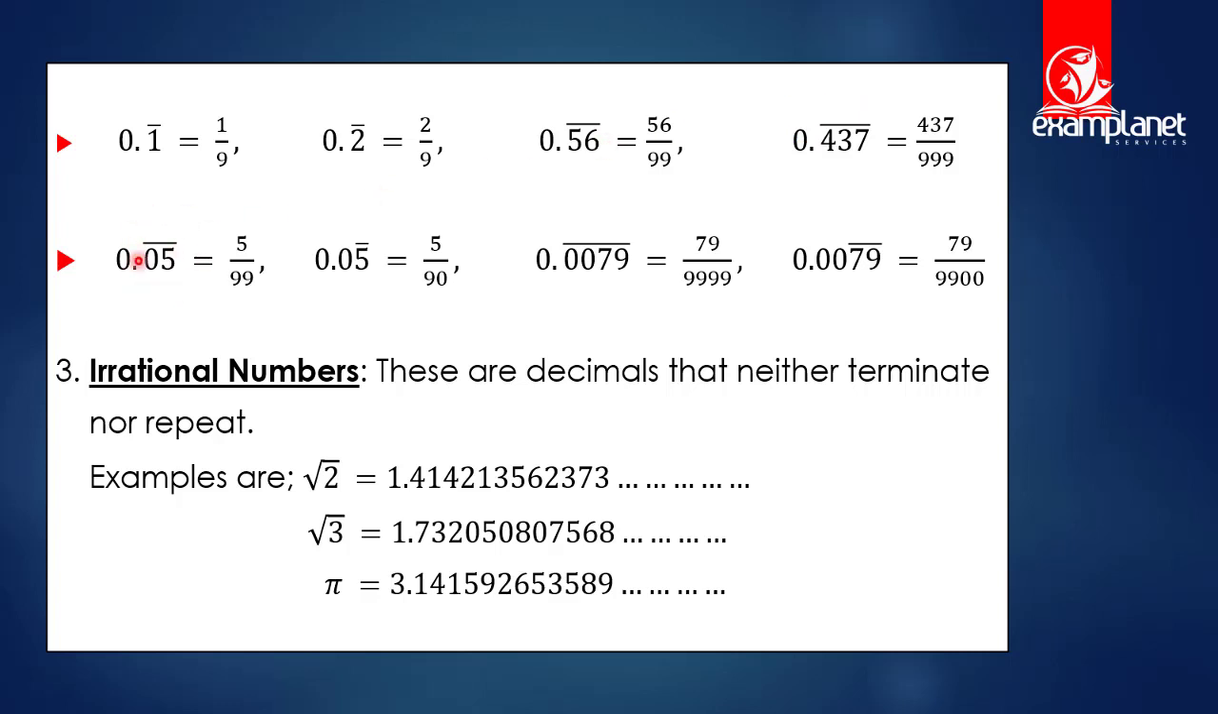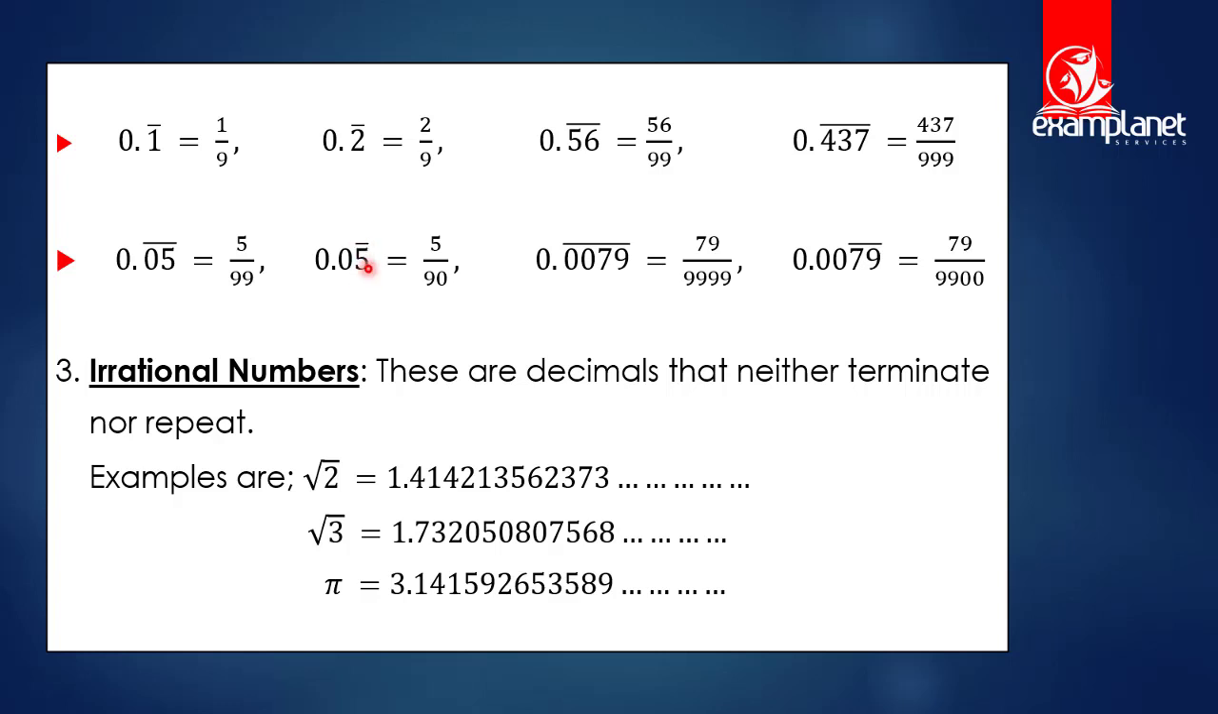Okay. Another example here, 0.05055055. That will simply be 05 over 99. Don't be deceived. We have 2 digits repeating, 0 and 5, so we can simply write it as 5 over 99. Now you can see here 0.05555555. That's what we have here. So only 5 is repeating here.